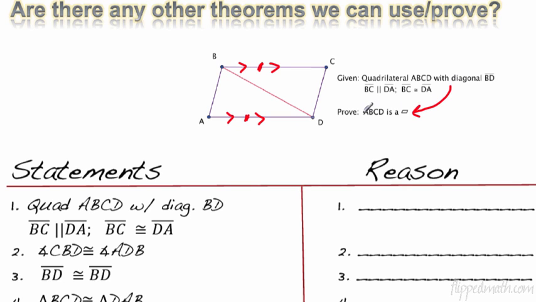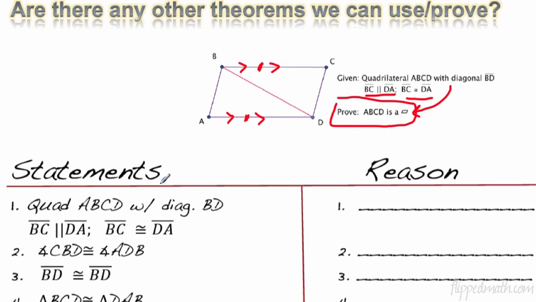So we're actually going to do a proof. Here's what our proof is. We have a quadrilateral, and we have a diagonal down there. You'll see why we need that. BC is parallel to DA. I've marked those with the little arrows. And BC is congruent to DA. That's what those marks there are. Let's prove that ABCD is a parallelogram.